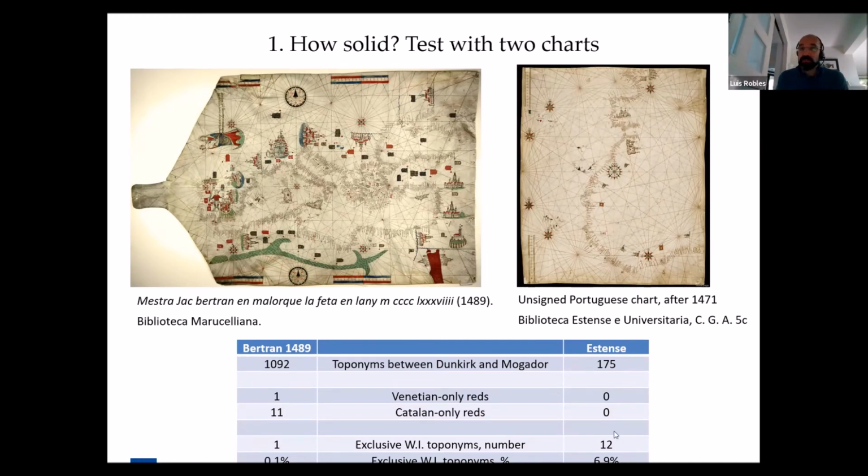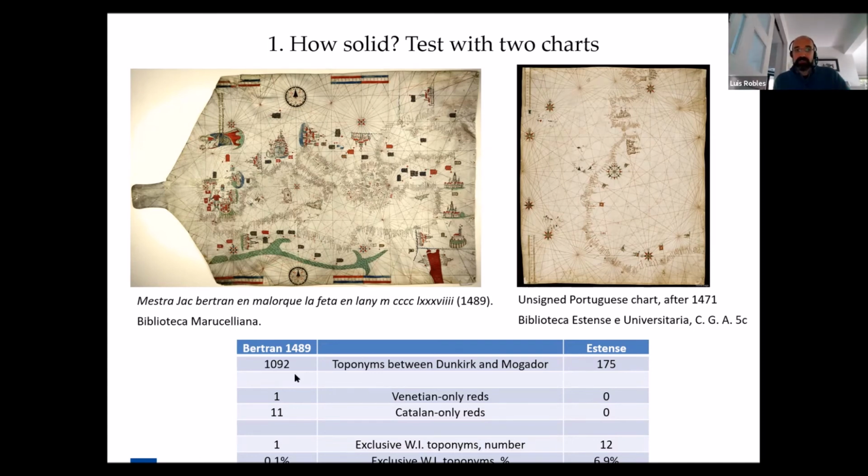And the other chart I used was the Estense, the one in Modena that was mentioned earlier as well, an unsigned Portuguese chart. We don't know from when. We know it's later than 1471, but other than that, the date is unclear. But we are pretty sure it's Portuguese. So I wanted to check, even if this presumably old chart already contained these toponyms from this corpus. So I wrote the results there.